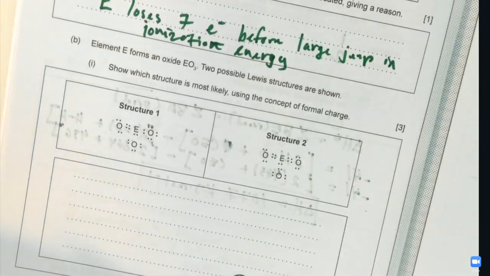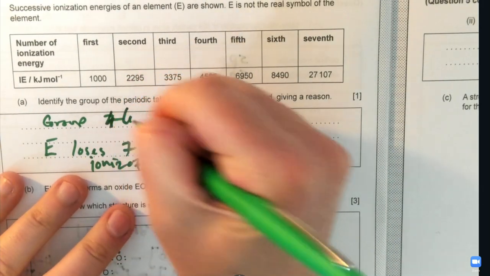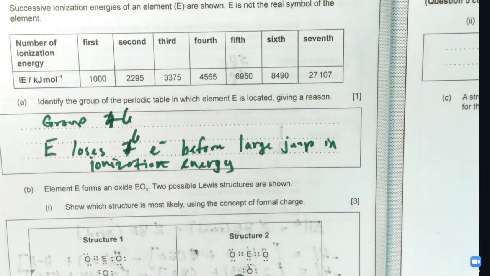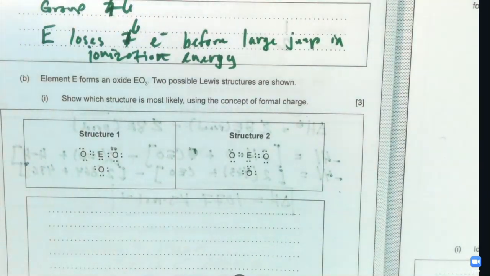All right, I'll pause. Yeah, my kids corrected me. It'd be group 6 because it loses 6. So for manganese, the 8th ionization energy would be the high one. All right, moving right along.